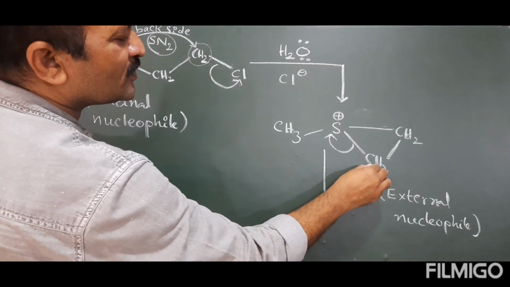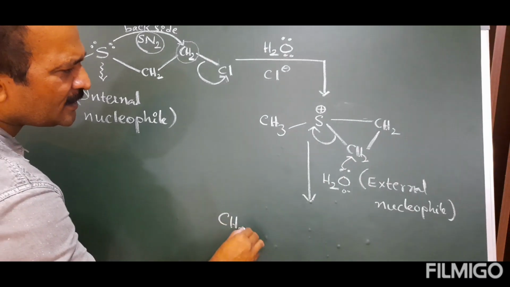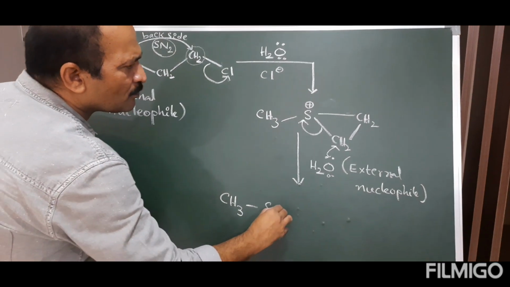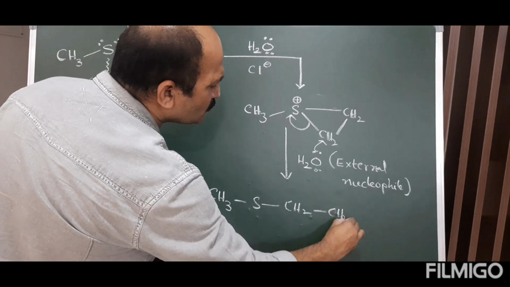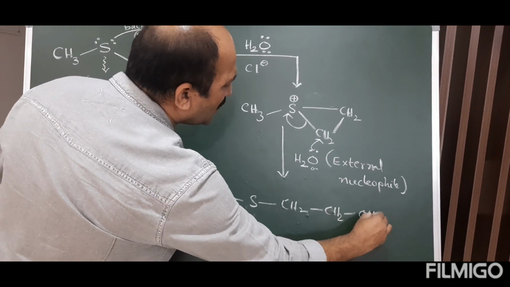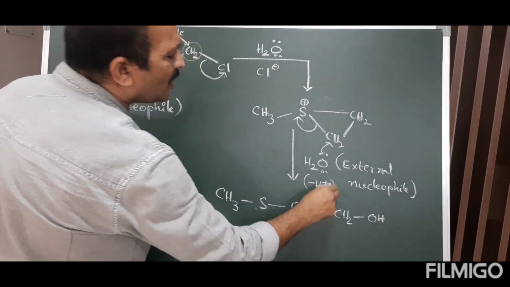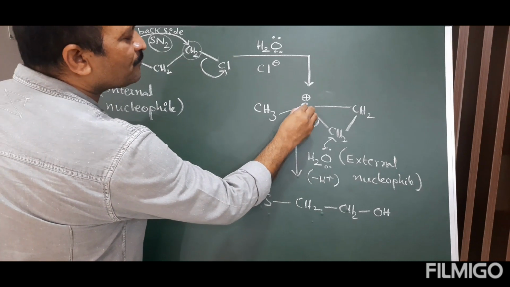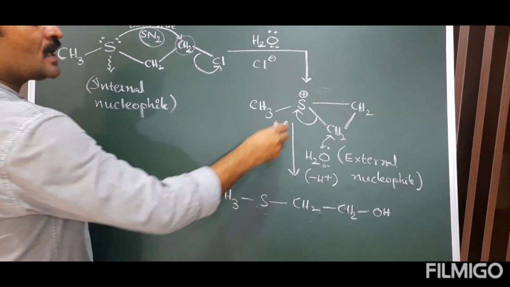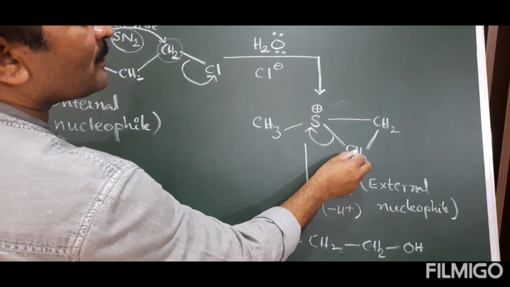It is attacked on this carbon and leads to the production of CH3, CS, bond CH2, bond CH2 and OH, and hydrogen H plus is eliminated, as in our previous discussions. Students, here this is the leaving group, and this nucleophile attacks from the back side.